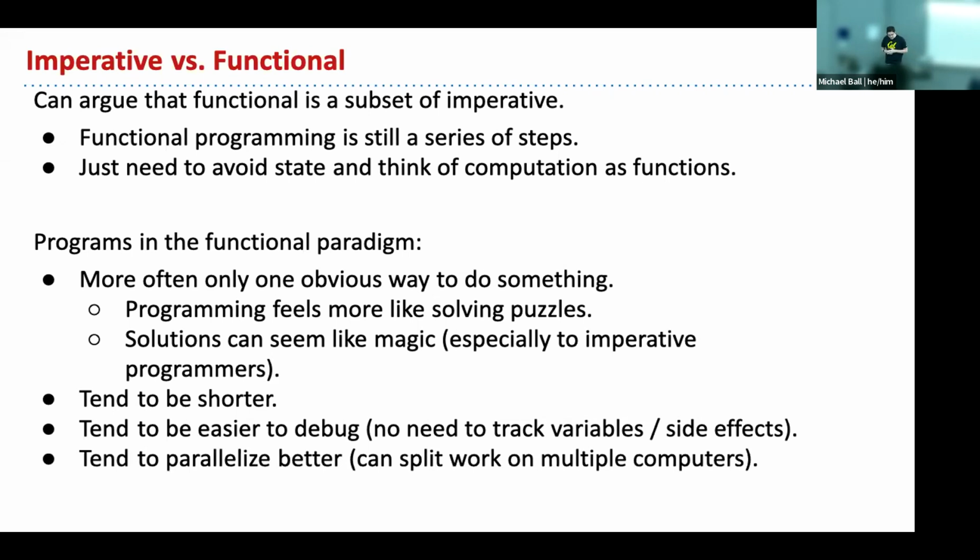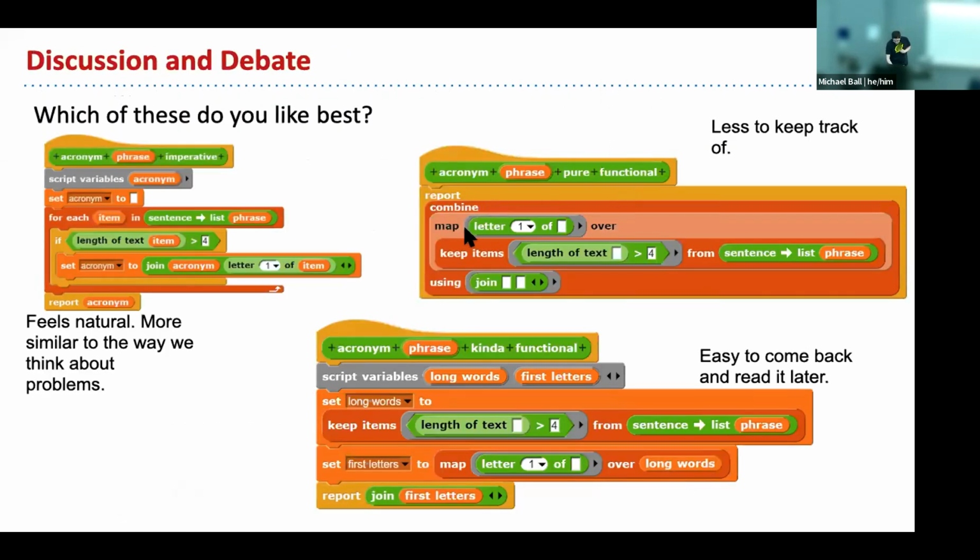The last reason that functional programming can be really useful is that by separating out the sequence of steps, it tends to lead to better parallelization. So where we can do multiple tasks at once, if I take my map block, let's say I'm mapping letter 1 over a list of data, because letter 1 is a pure function, I could take letter 1 of one item at the same time I'm computing letter 1 of a third or a fifth or 100th item.